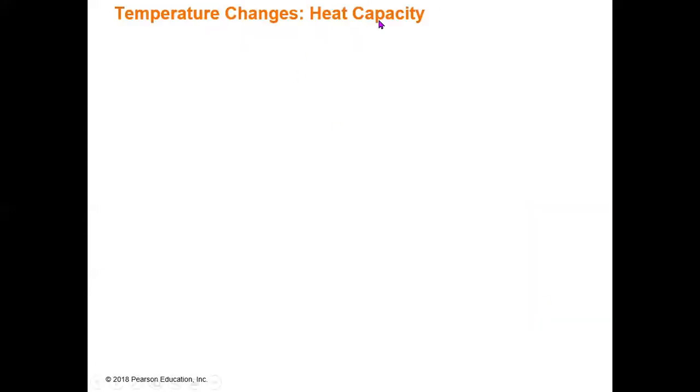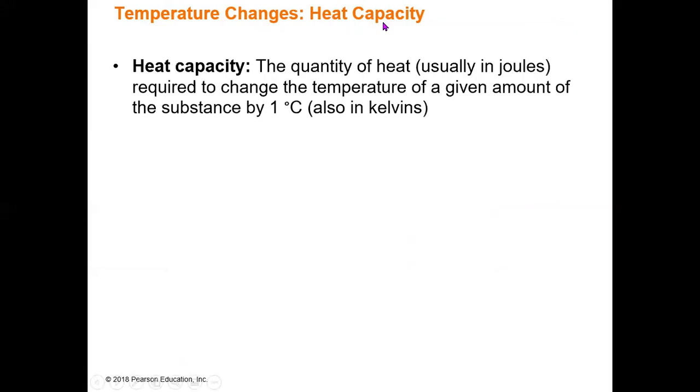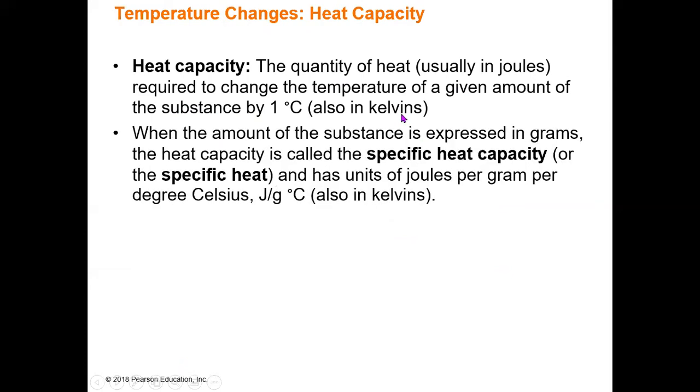Temperature change, heat capacity. Heat capacity is the quantity of heat required to change the temperature of a given amount of a substance by 1 degree Celsius, which is also the same as 1 Kelvin. When the amount of the substance is expressed in grams, the heat capacity is called the specific heat capacity, or specific heat, and it has a unit of joule per gram per degree Celsius, or per gram per Kelvin.